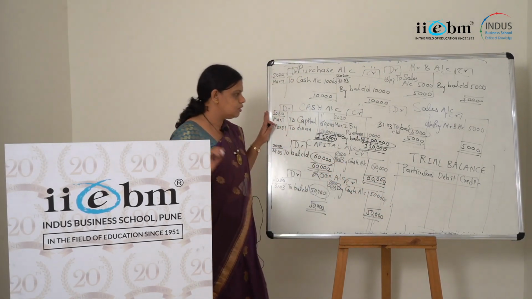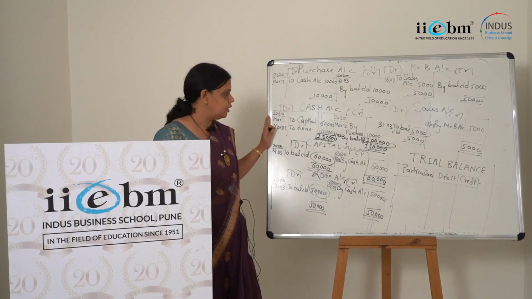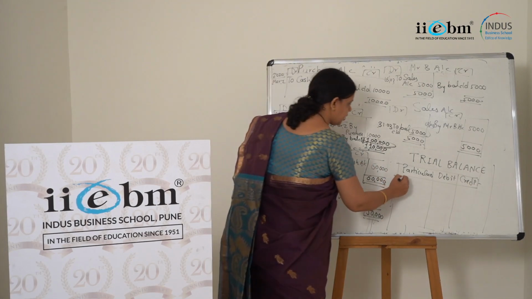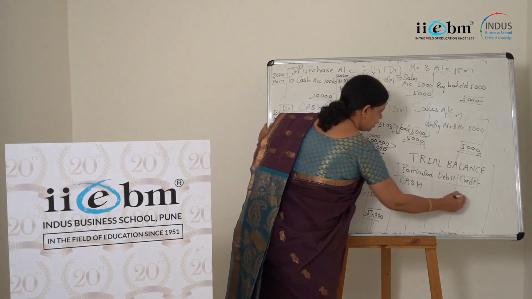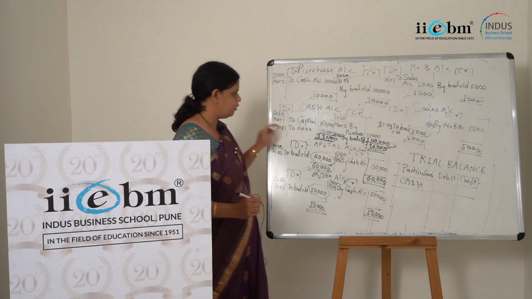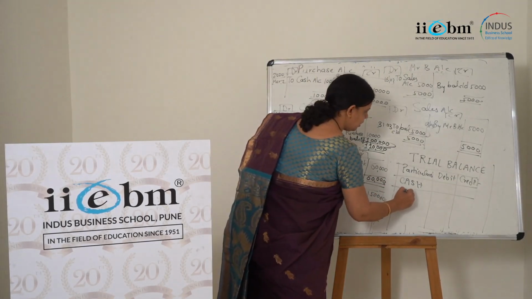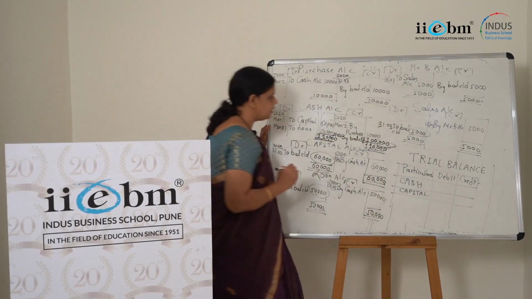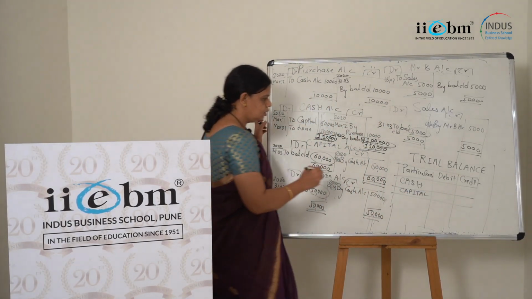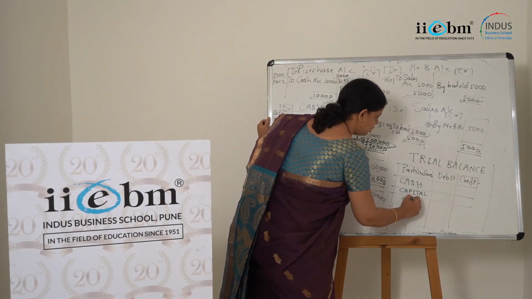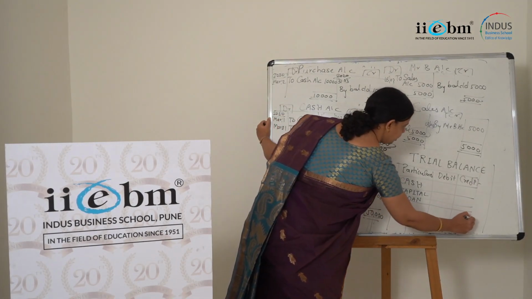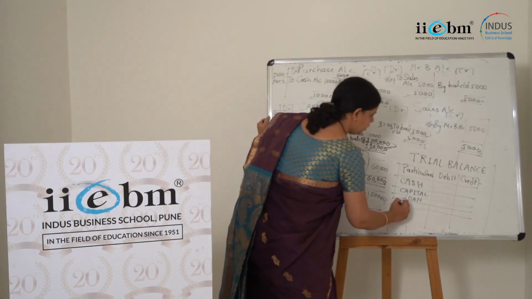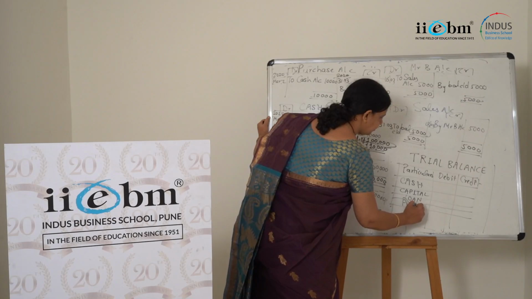How many ledger accounts are made by you for this particular problem? Cash, right? So I will write down the name here, cash. What is the second ledger account? Capital. So I will write down here capital, right? What is the third ledger account? Loan. So I will write down here loan, right? What is the fourth ledger account? Purchase. So I will write down here purchase, right?